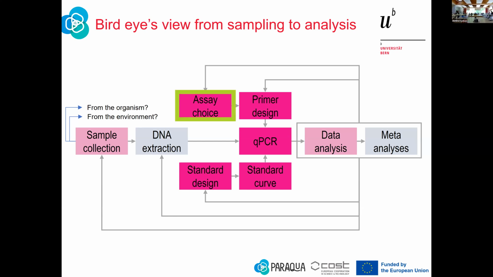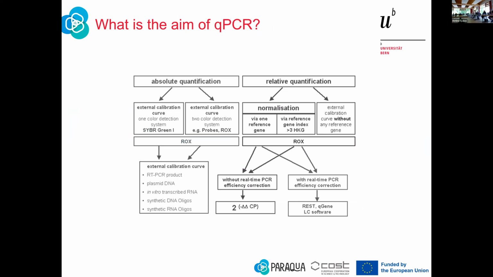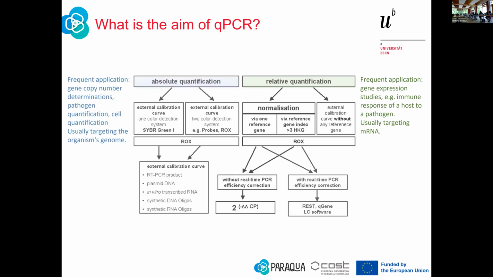qPCR is not qPCR. So this is a complicated slide, but what I want you to take away from this is that there are two major types of qPCR approach. One is relative quantification. We just want to know whether something gets more or gets less. That's usually in gene expression studies and very often not in diagnostics or detection. So you heard it, you forget about it, okay?